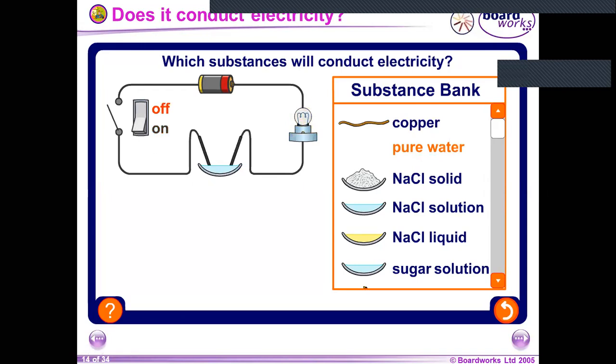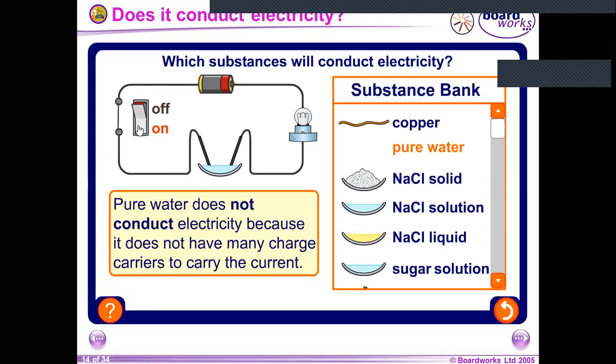Some people are saying no. Okay, let's switch it on. It's not working. Why is that? Not because it's liquid. It doesn't have many charges. It's just pure water, it doesn't actually connect or conduct electricity. So it's not a conductor.